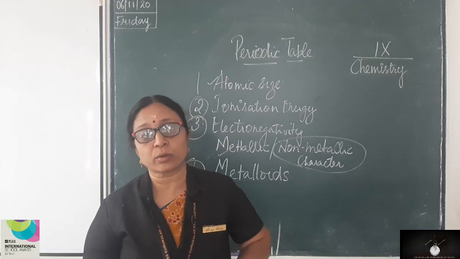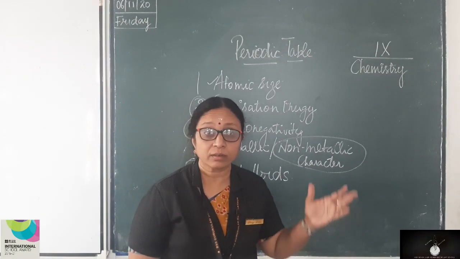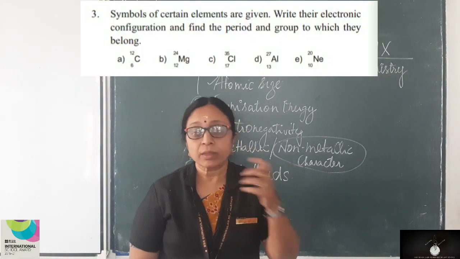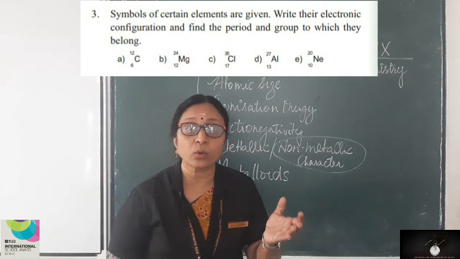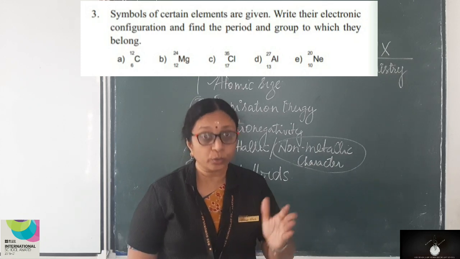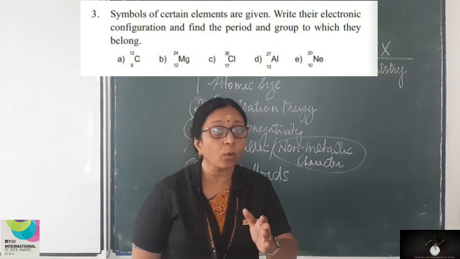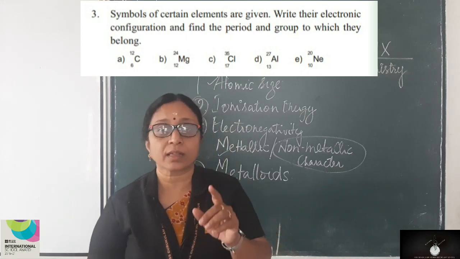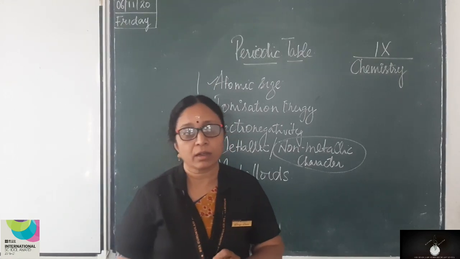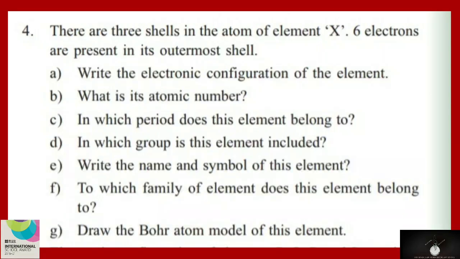Children, we will move to the third question. There are some elements given here. You have to write the electronic configuration and find out the period number and group number. Do it in your file, as you know now how to find all this. So I am not explaining this. This is an assignment for you. Look at the fourth question.